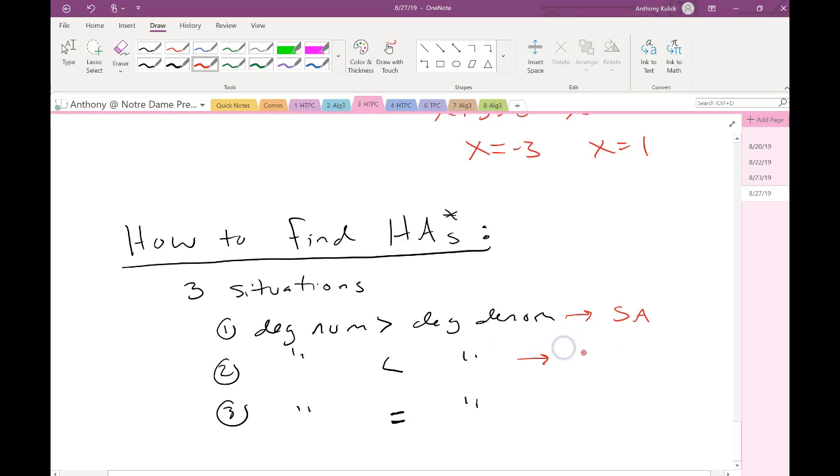If it's less than, we're going to have the same thing for any situation where the degree of the numerator is less than the degree of the denominator. You'll have an asymptote or end behavior at y equals 0. And if they're equal, our asymptote or end behavior will be leading coefficient of the numerator over leading coefficient of the denominator.